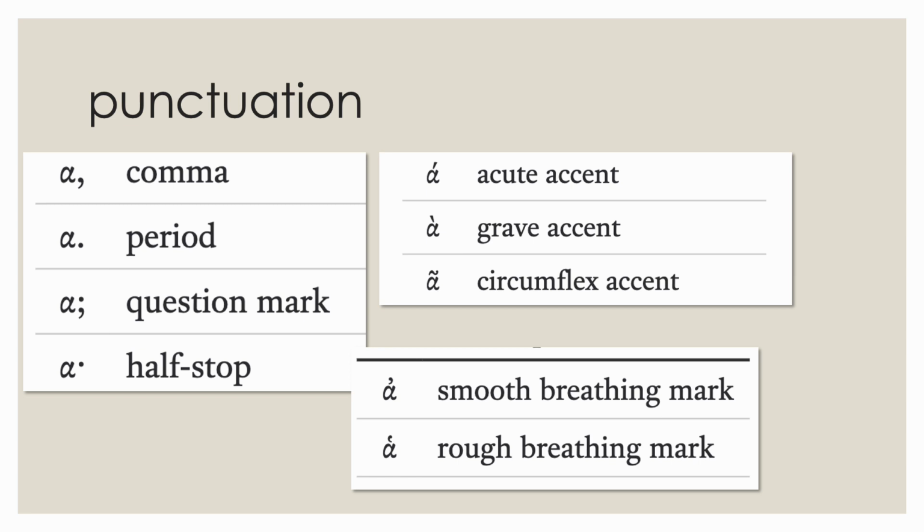And as I've said in the corner there, just a reminder about the smooth and rough breathings, also sometimes called soft and hard breathings. Smooth, like a little tadpole facing to the left, and rough or hard, like a little tadpole facing to the right.